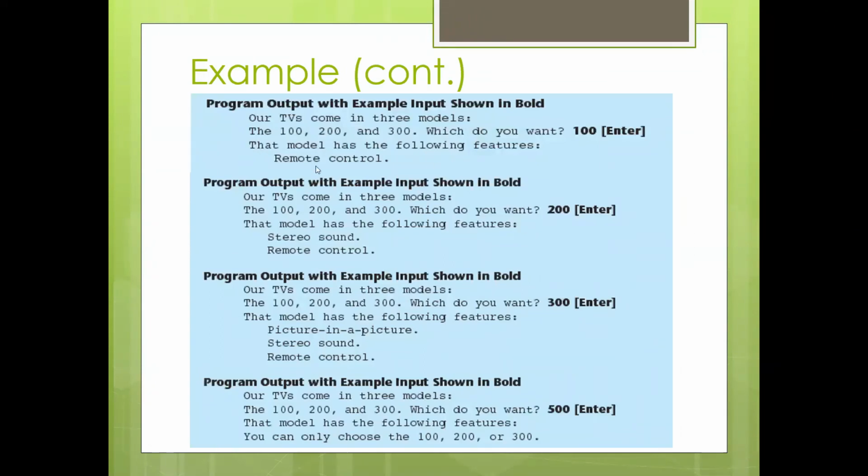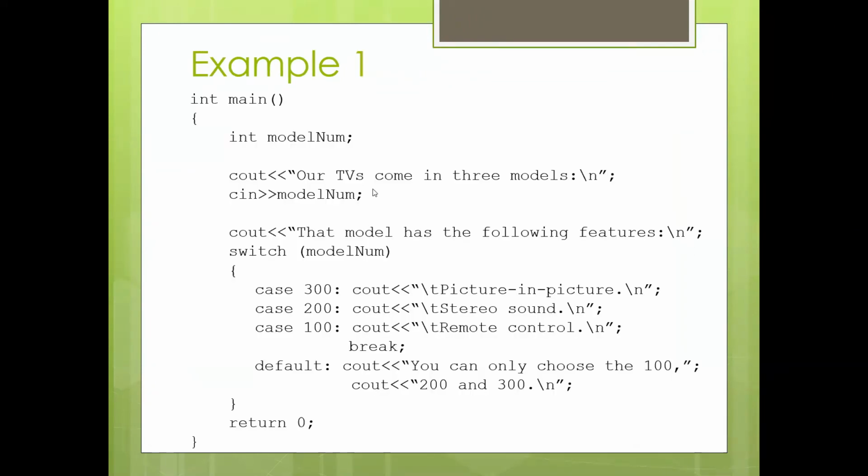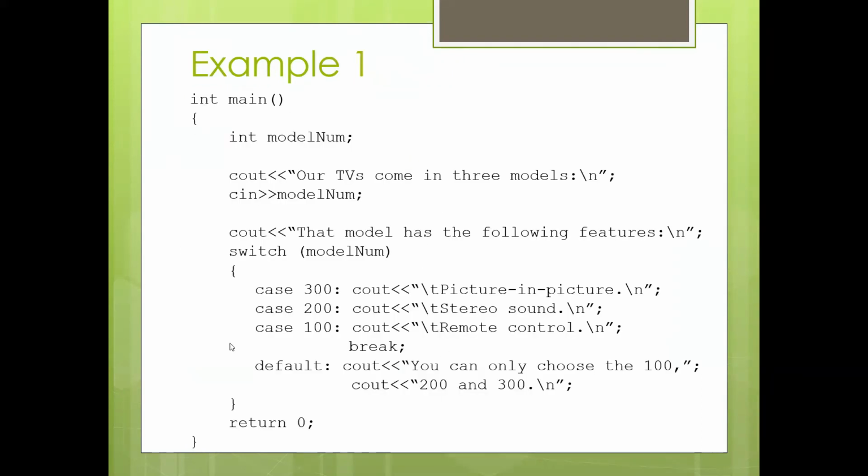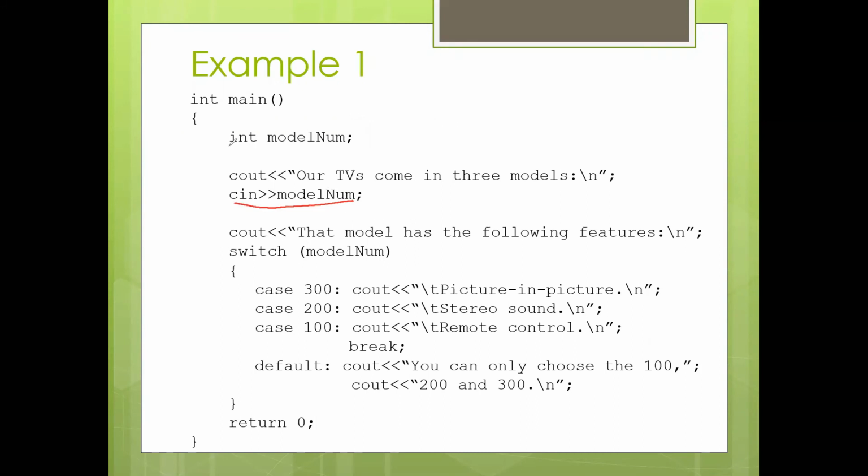Ni contoh model yang ada adalah 100, 200, 300. Which do you want? Nampak? 100, 200, 300 kita boleh simpan dia sebagai integer. That's why kita boleh apply switch case. Okay, switch statement. Okay, so cin as usual, cin model num using the normal cin because you declare it as the integer. So that model has the following features.